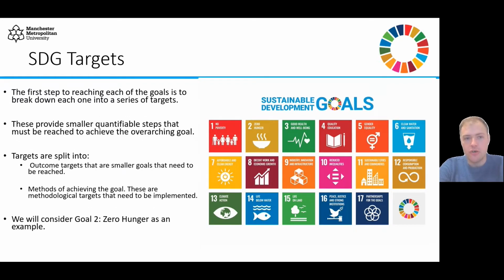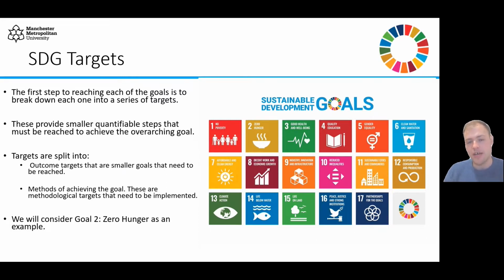The first thing we can do for each of the goals is to break them down into a series of targets. And these are smaller, quantifiable steps that must be reached to achieve the overarching goal. So each of these has a data set or a number or something we can track and aim towards, track our progress towards the goal. And each of these targets are then split into different outcome targets that are smaller goals that need to be reached, and methods, so how we can start to implement change to bring about the goal.